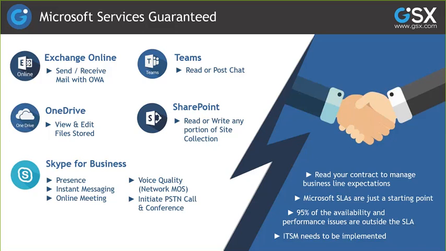For SharePoint, it's kind of the same. It's the ability for a user to read or write a portion of a SharePoint Online Site Collection. And for Skype, it's a little bit different. Skype for Business has at least 3 different SLAs, and one of them is a kind of performance SLA. The first SLA on Skype is based on the ability for a user to see presence status, instant messaging conversation, and initiate an online meeting. The second is based on PSTN calling and conferencing. So basically, it's guaranteed that your users are able to initiate PSTN calls or conferences.